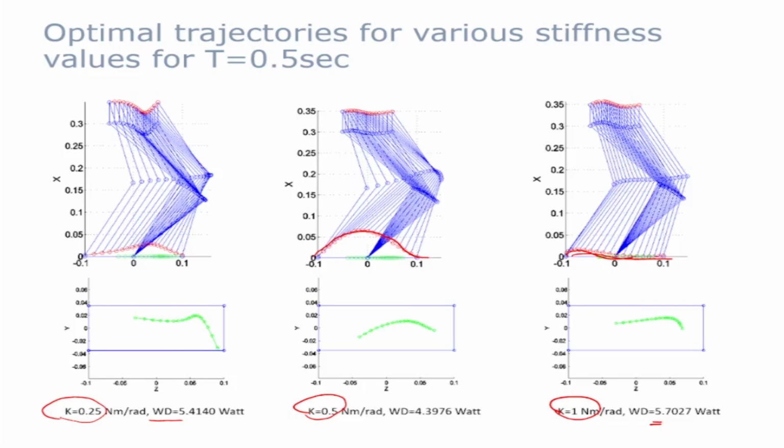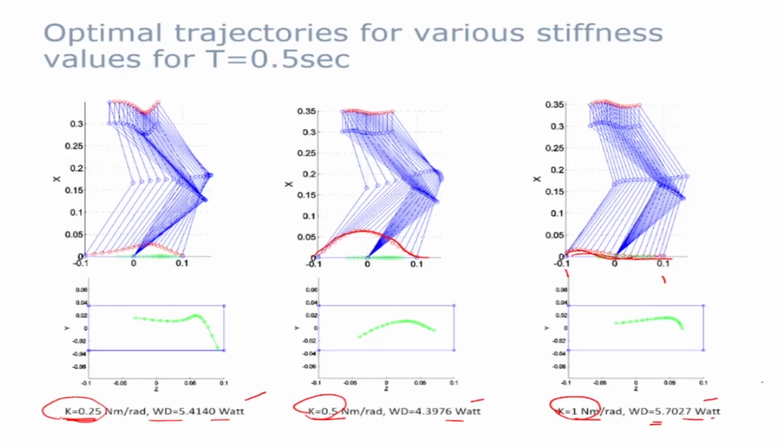Now this is a case for different stiffness. If you look at k, it's equal to 0.25, 0.5, and here it is 1 Newton meter per rad. You find that the energy is actually changing for different trajectories. In this case, the time step is the same and the step length is the same. But what we are seeing is, as you change the stiffness of the spring at the joint, the trajectories are changing, and the amount of energy consumed is also changing.